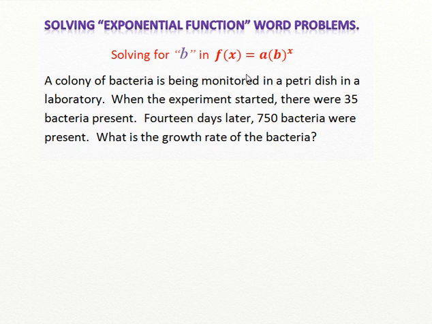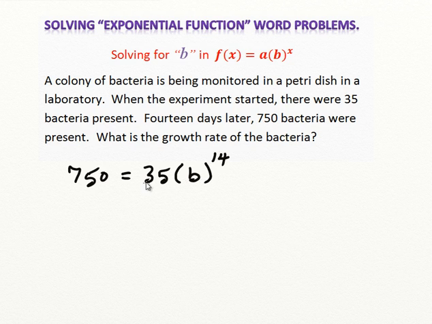Okay, so we'll set up our equation and we will substitute in the values that are described in the problem. The final amount that was observed is 750 bacteria in the dish. Initially, the initial amount, there were 35. The b value, the base, is the unknown, and we know that they were monitored for 14 days, so that's the number of growth periods. We will express our answer in a growth rate per day.